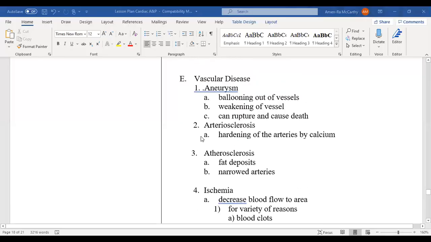I'm going to share my screen again. Back to the lesson plan. All right, vascular diseases. First one is called aneurysm. Everybody say aneurysm. Aneurysm. That is the ballooning out of vessels. If you have a vessel that has a lot of pressure in it and it starts to balloon out, that is an aneurysm. It is ballooning out of the vessels.